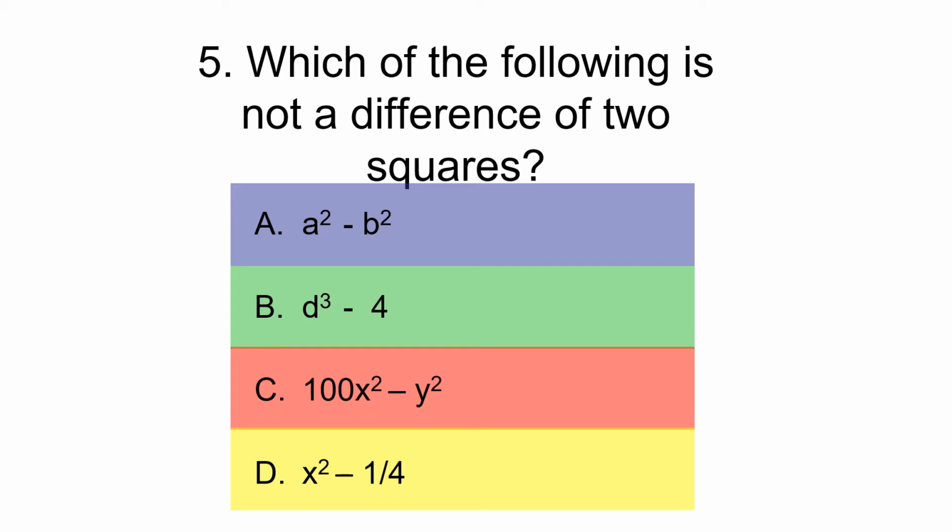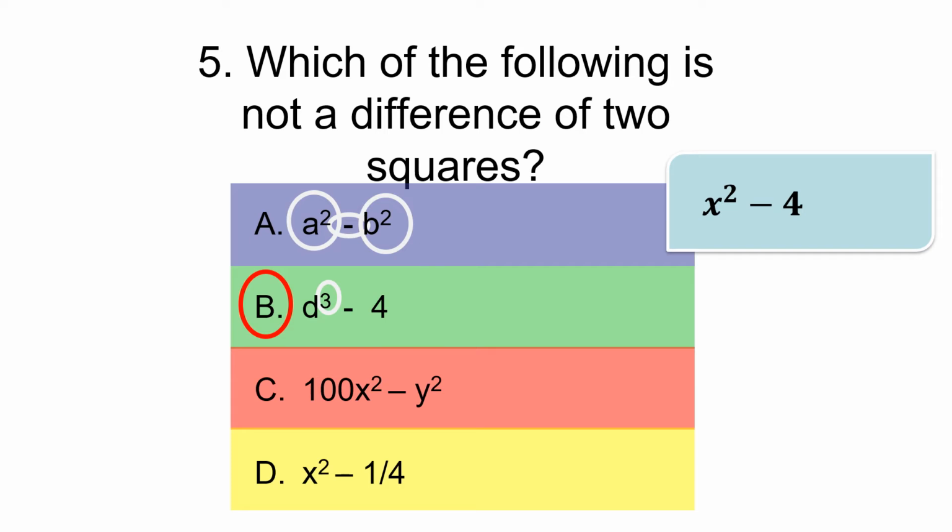Tandaan na ang difference of two squares dapat mayroong dalawang perfect square at ang operation ay subtraction. So letter B is not a difference of two squares because the exponent of d is 3. A squared is a perfect square, b squared is a perfect square, and the operation is minus.